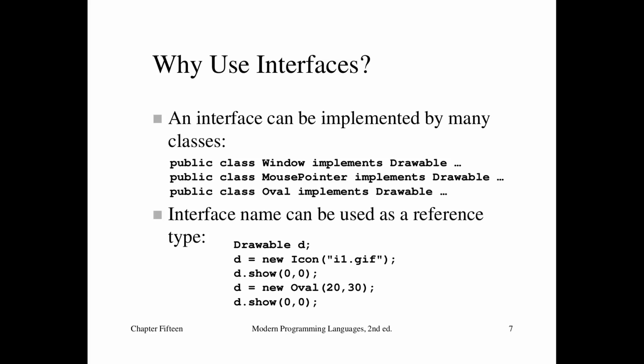So the question becomes, well, why would we ever do this, right? What is the whole point of this? Well, we know that an interface can be implemented by many classes, right?